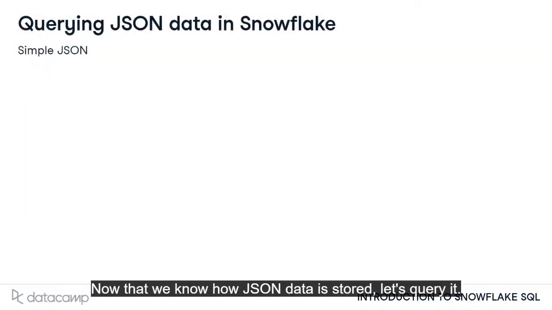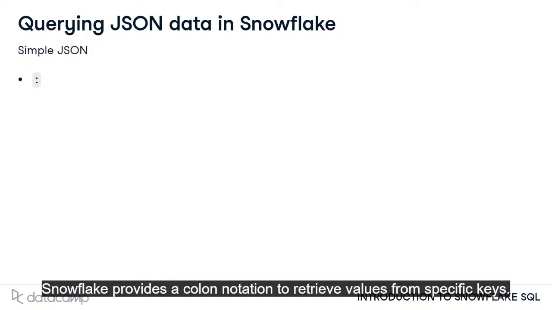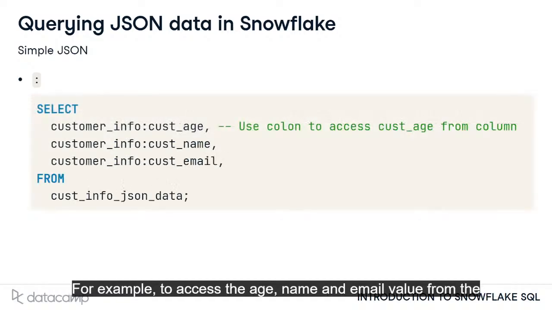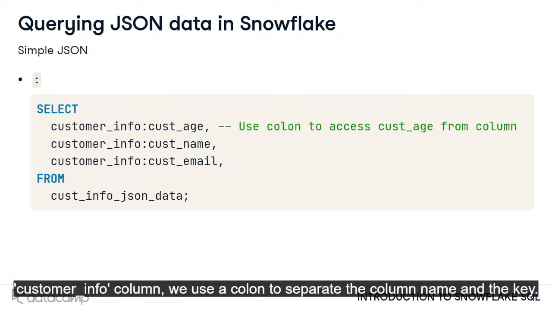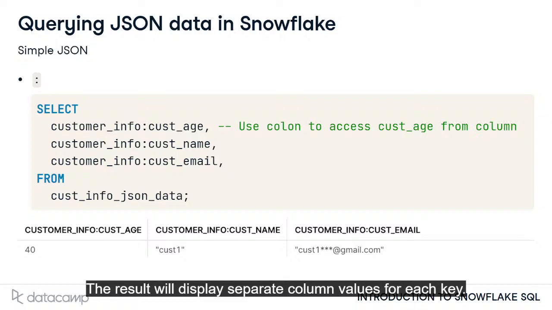Now that we know how JSON data is stored, let's query it. Snowflake provides a colon notation to retrieve values from specific keys. For example, to access the age, name, and email value from the customer info column, we use a colon to separate the column name and the key. The result will display separate column values for each key.